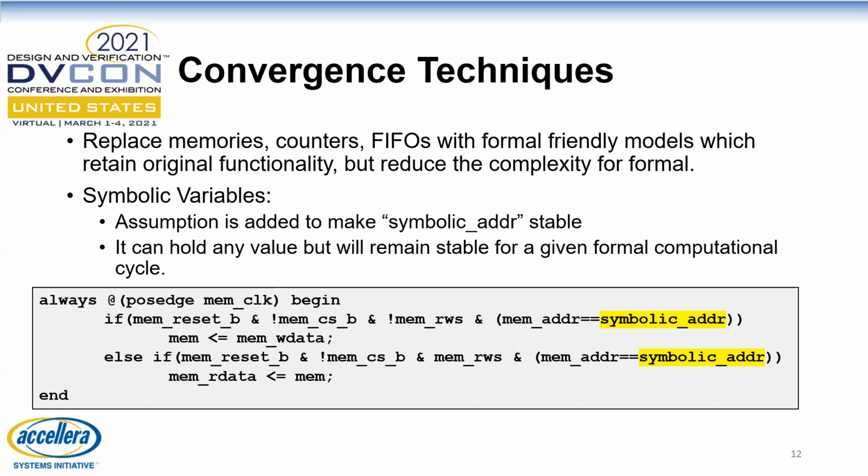So in this given example, the code that you are seeing, we had a formal setup where we had to do memory integration verification. What we did was add an assumption to make symbolic_ADDR stable. Now symbolic_ADDR can hold any value, but it will remain stable for a given formal computational cycle. Using this, we were able to reduce the formal convergence time of the session.